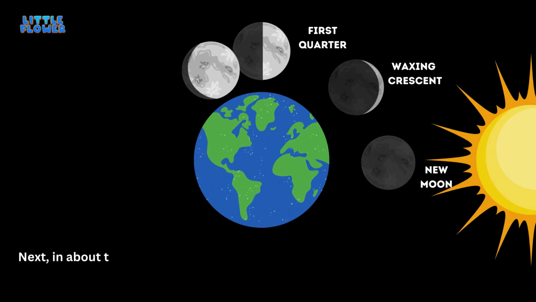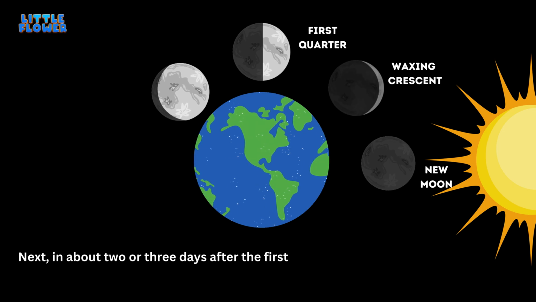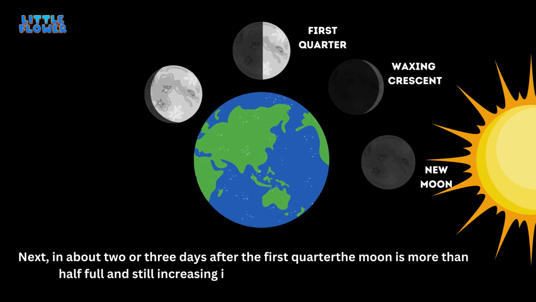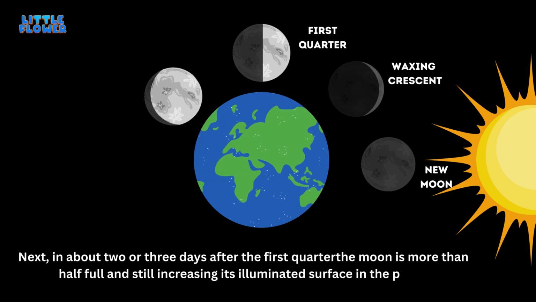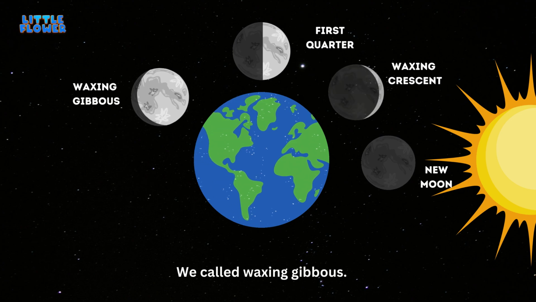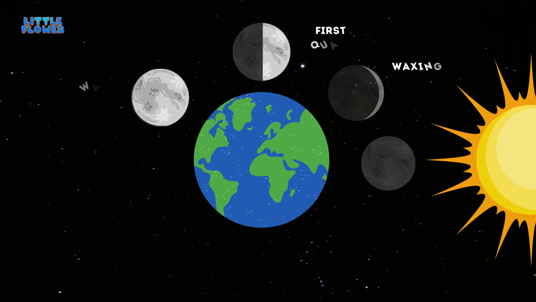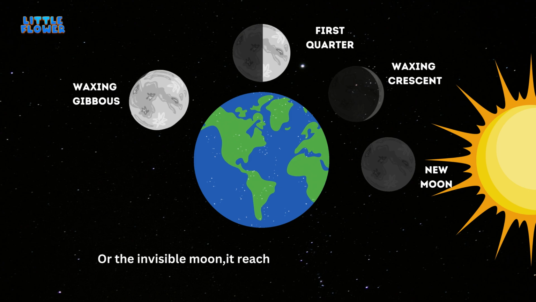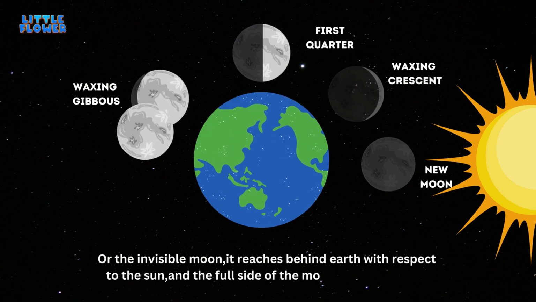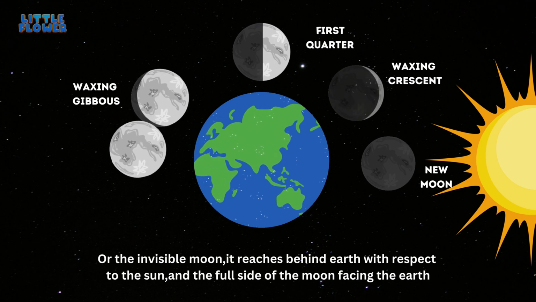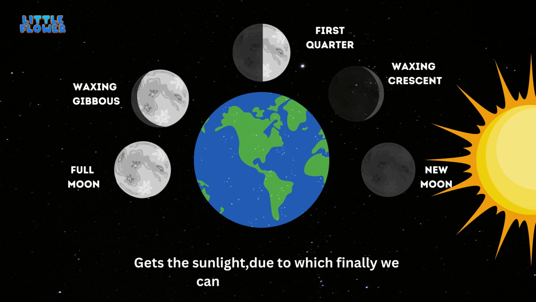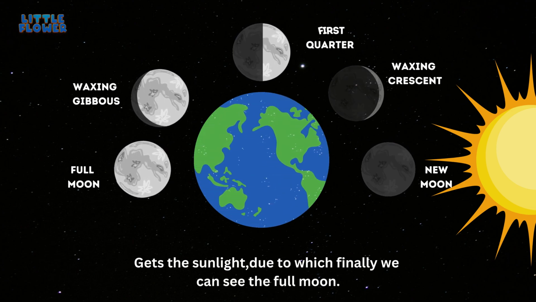Next, in about 2 or 3 days after the first quarter, the moon is more than half full and still increasing its illuminated surface in the phase we call waxing gibbous. Then the moon reaches behind the Earth with respect to the sun, and the full side of the moon facing the Earth gets the sunlight, due to which finally we can see the full moon.